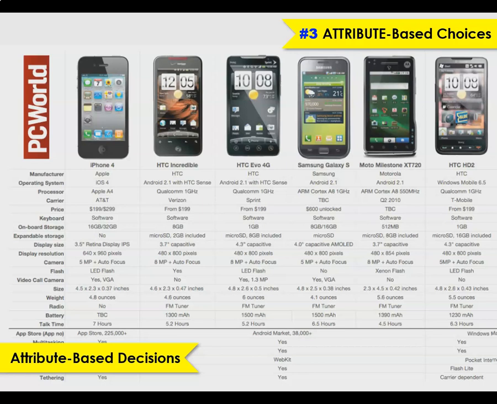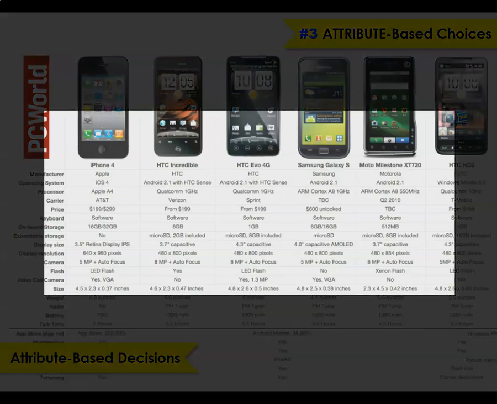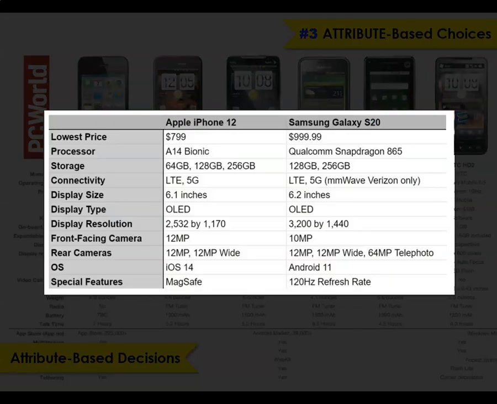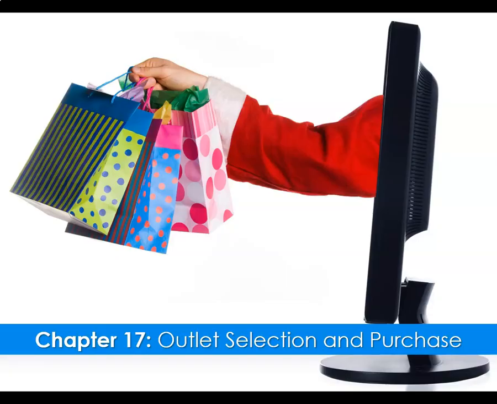That's why your text outlines the 5 decision rules consumers use when attribute-based choices are more likely. This year, of course, attribute-based choices are usually being made with Apple iPhone 12 versus other similar products.